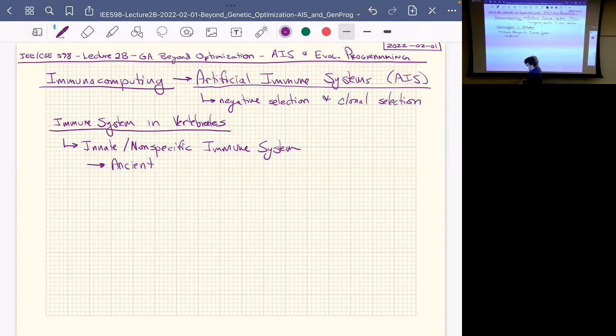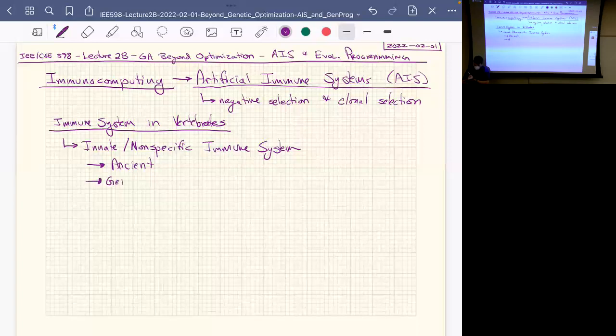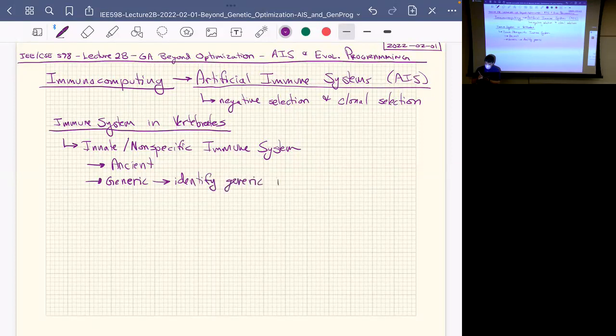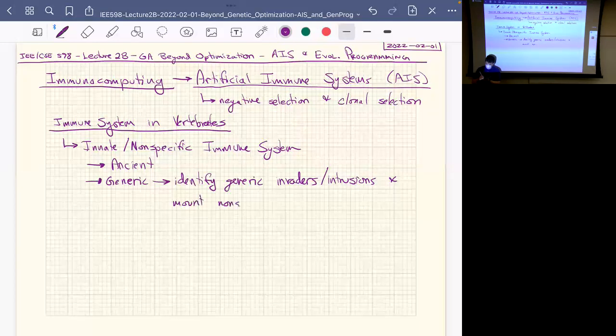And the innate immune system, it's generic, which means it is primarily meant to identify generic invaders or intrusions and mount a non-specific response. And so we often refer to these responses as an inflammatory response.